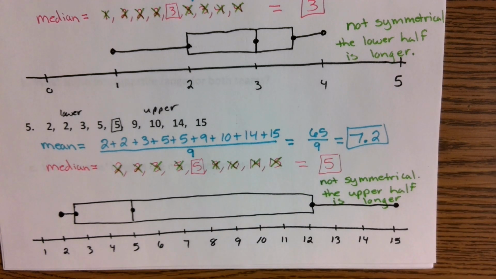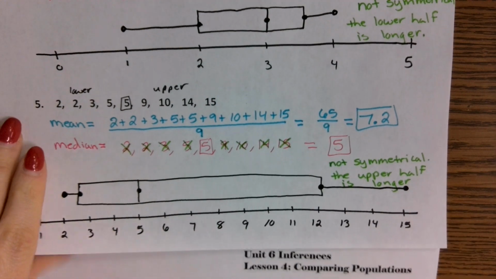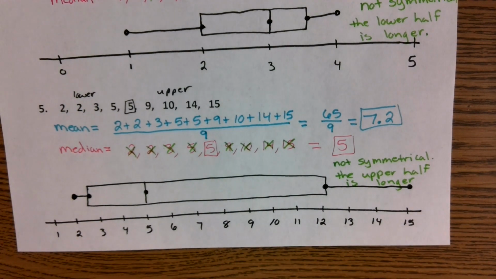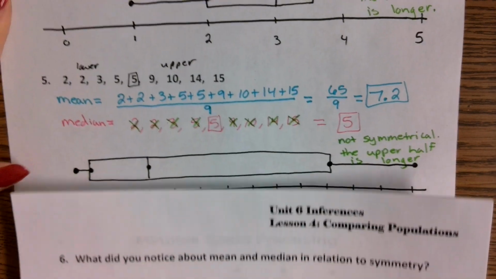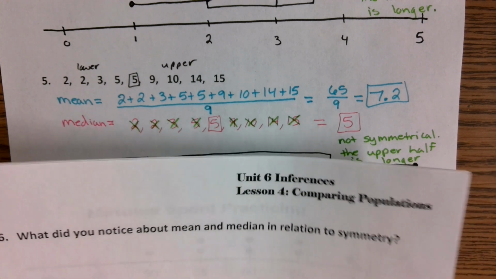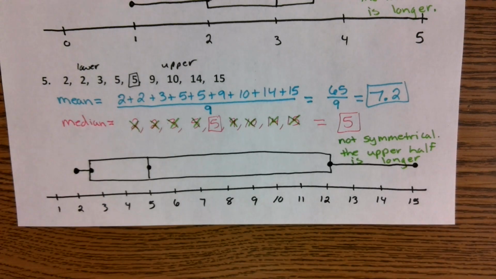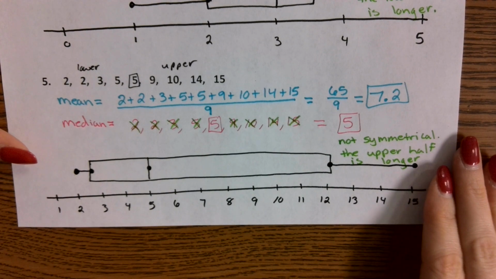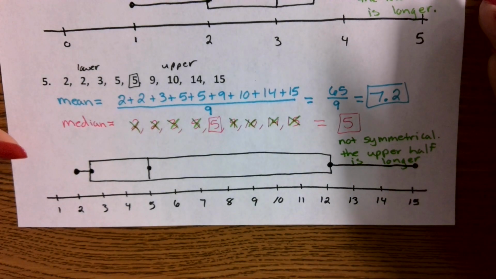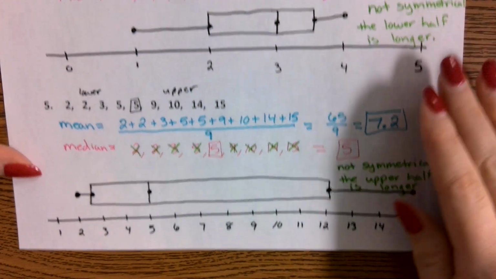So what I want you guys to take a moment and think is, if you look at the next question, question number 6, what do you notice occurs with mean and median in relation to symmetry? So I want you to take a look at what the means and the medians were and the symmetry, and what do you think a rule is that you could come up with.